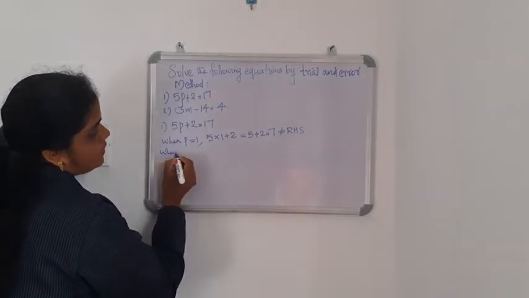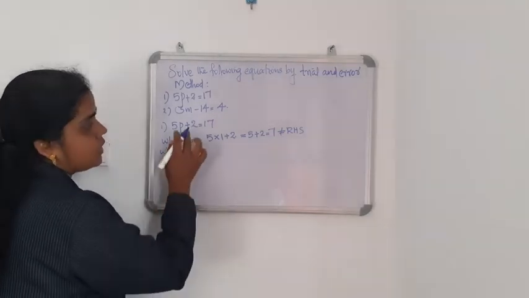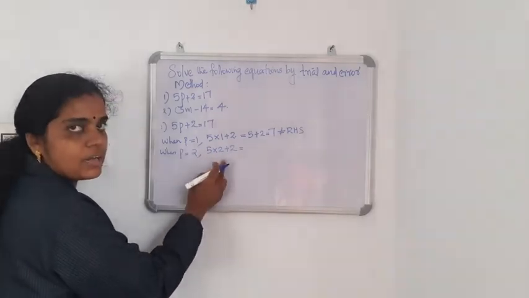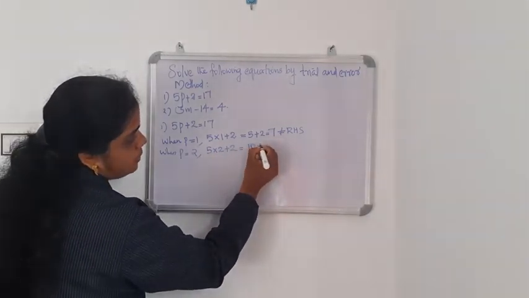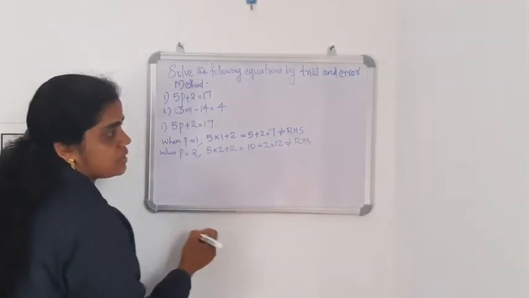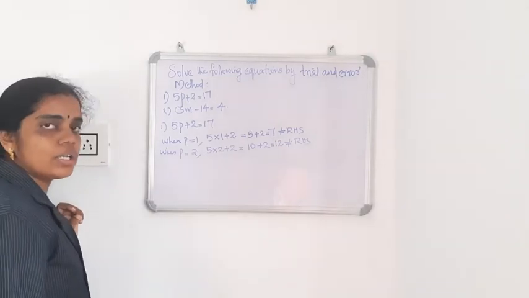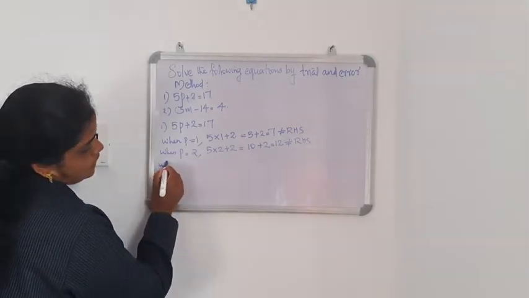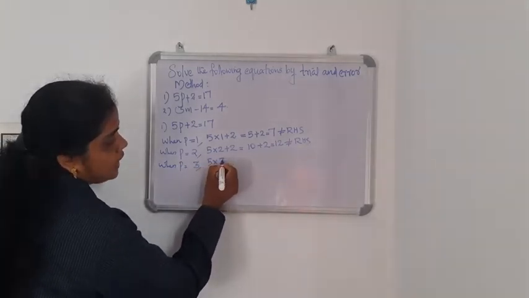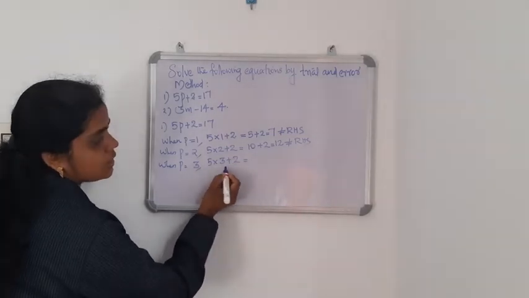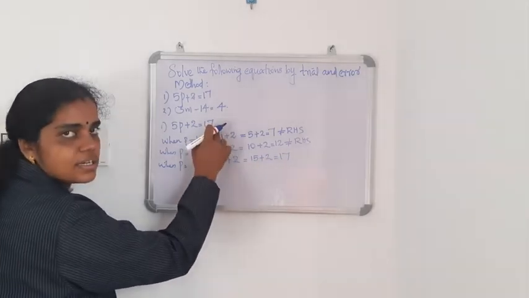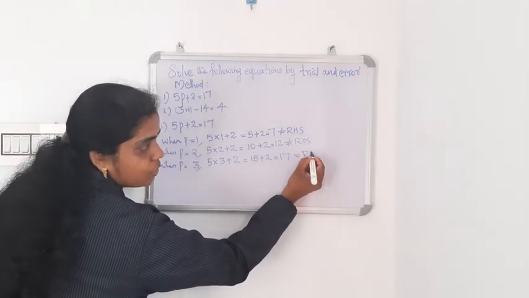Next we can take when p is equal to 2. Then what will be the answer? 5 into 2 plus 2 equal to, 5 into 2 is 10, 10 plus 2 equal to 12. This is also not equal to RHS. It is 17, but here we got 12. Then next case we can take when p equal to 3. 5 into 3 plus 2 equal to 5 3s are 15 plus 2 equal to 17. This is the RHS given here. So it is equal to RHS.